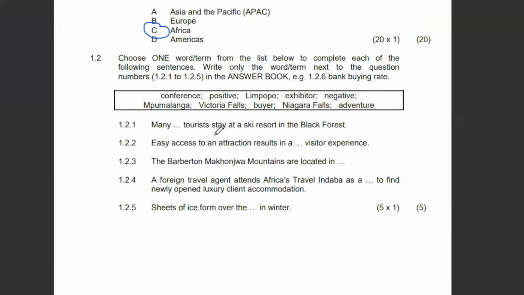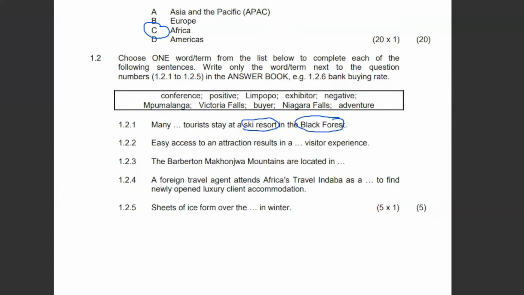All right, we need to highlight the key terms in the question. So the first thing is that these tourists are involved in skiing, where? In the Black Forest. Normally skiing is actually associated with adventure tourists. So from the box there, we are taking adventure. Skiing is actually an activity undertaken by adventure tourists. So we are choosing adventure as our correct answer for that particular question.